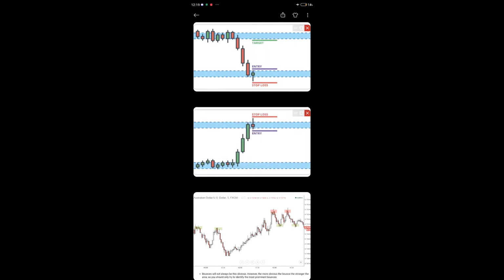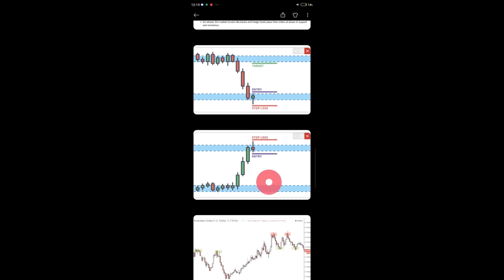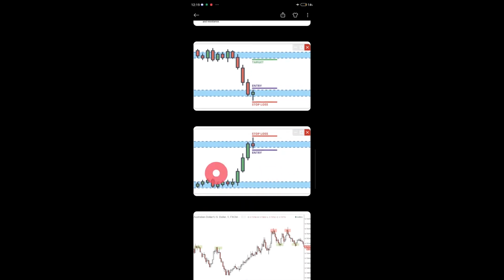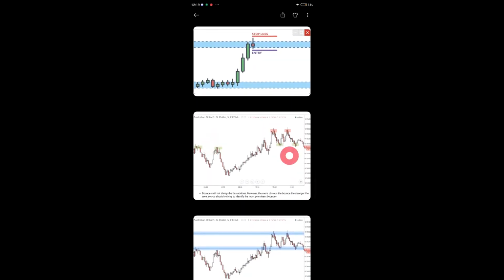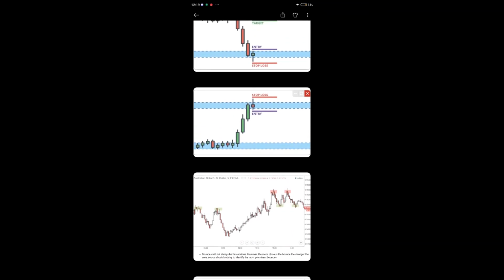Now here is an Australian dollar versus the US dollar chart, and I've identified some bounces. Here you can see a bounce and a bounce. Here you can see another bounce and a bounce. And here are some of the bounces, the greens and the red ones. So if it were you, where would you place your resistance and support areas?